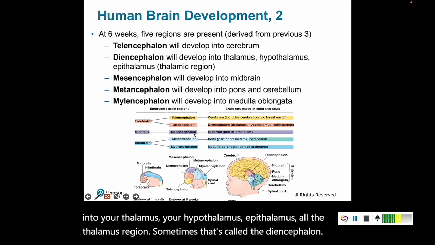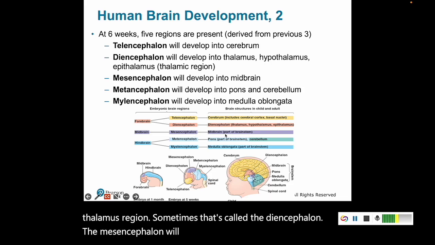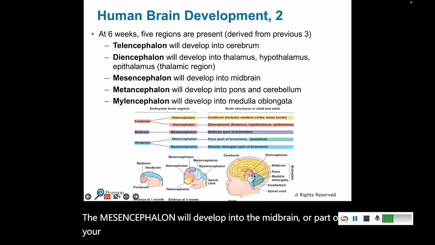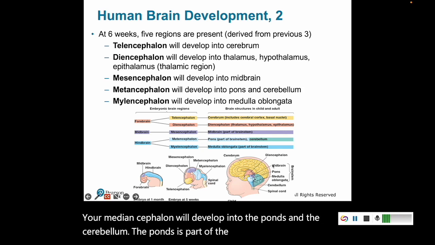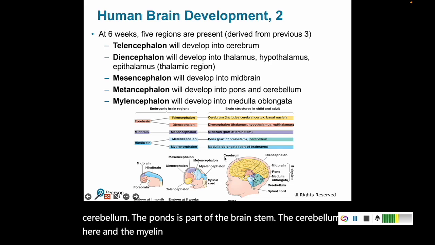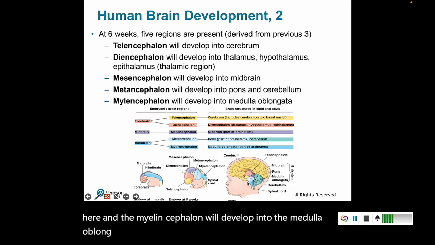The mesencephalon will develop into the midbrain, or part of your brainstem. Your medencephalon will develop into the pons and the cerebellum. The pons is part of the brainstem. The cerebellum is here. And the myelencephalon will develop into the medulla oblongata, which is here.